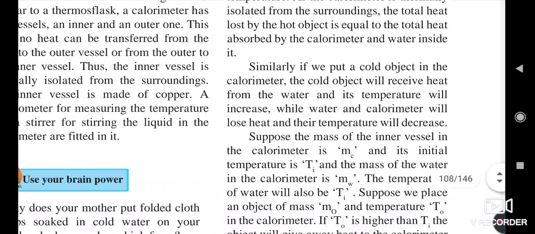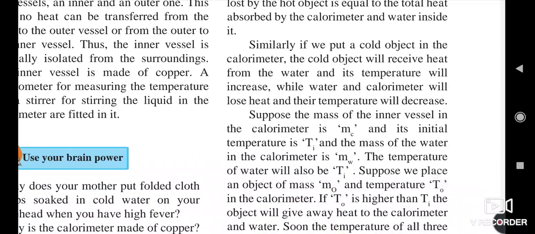Suppose the mass of the inner vessel of the calorimeter is mC. Its initial temperature is Ti. The mass of water in the calorimeter is mW. The temperature of the water will also be Ti.